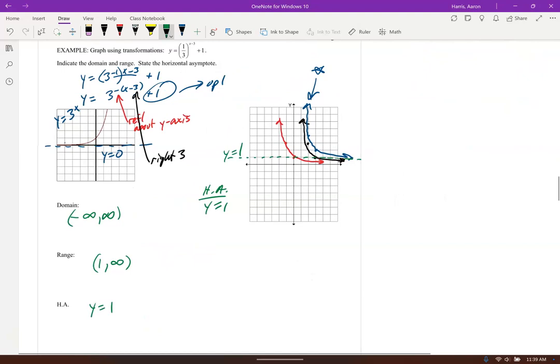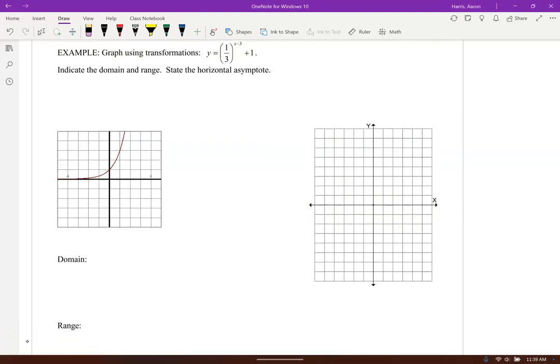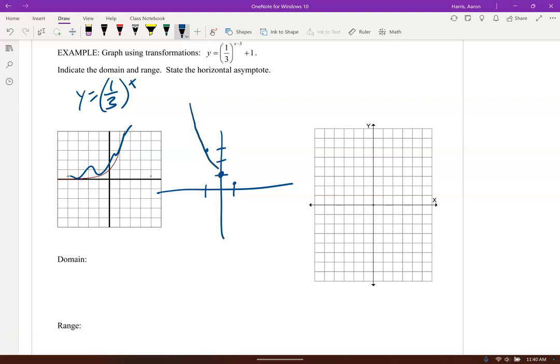All right, what if I did this instead? So let me come back here. Let me erase this for just a sec. This time I'm going to have the parent function be 1/3 to the x. So it's not this picture. 1/3 to the 0 is 1, 1/3 to the 1 is (1, 1/3), 1/3 to the negative 1 is (-1, 3). So here's 1/3 to the x. That's the same as 3 to the negative x. So it's the same as 3 to the x reflected about the y-axis. It still has a horizontal asymptote of y equals 0.